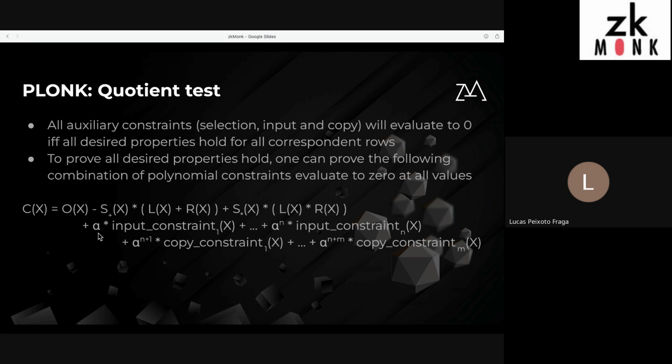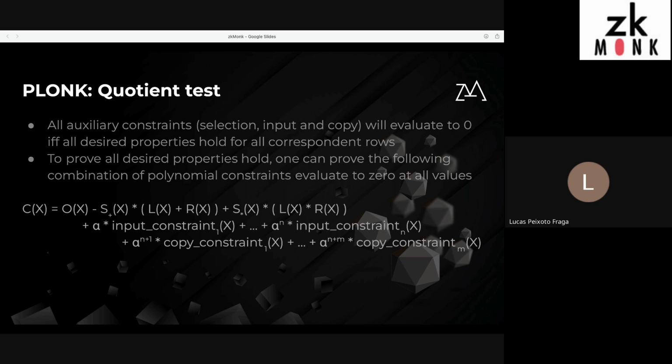And by multiplying each constraint by a value that is different than 0, we can be sure, we cannot be sure, we can believe with high probability that this will be equal to 0 only if this is equal to 0 and each other constraint is also equal to 0. So yeah, this is why the combination polynomial is designed like this.